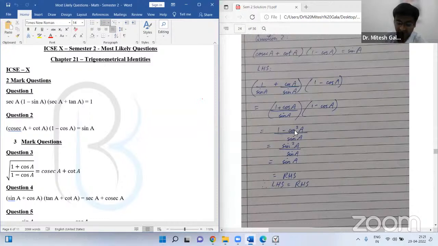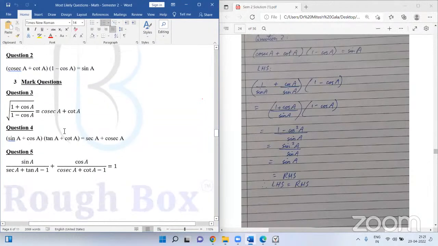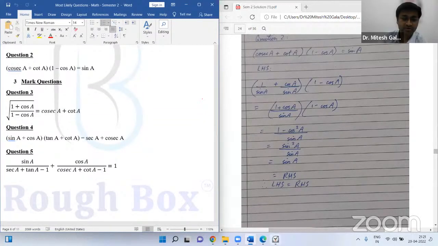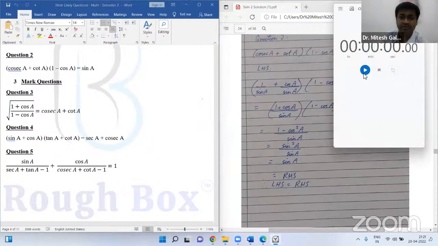Got it, everybody, till here? Are you with me, guys? Yes, sir. Number 3, 3 marker, typical. Most of the time, every alternate year in the board we see this rationalizing question. Try karo, come on.